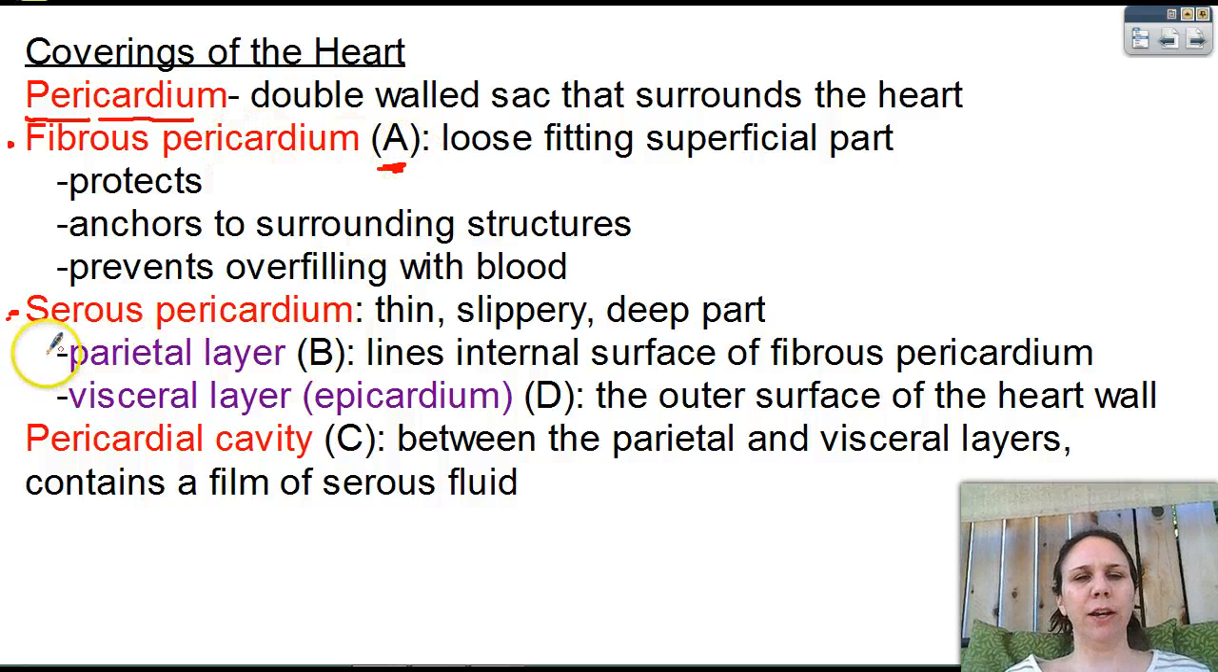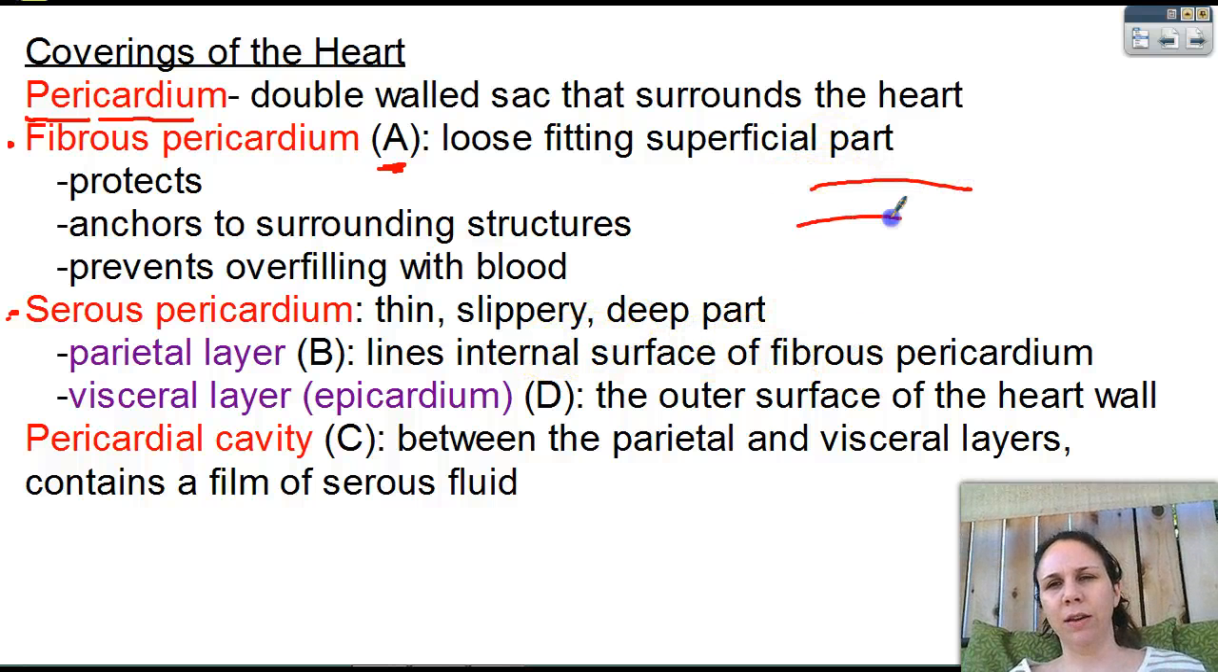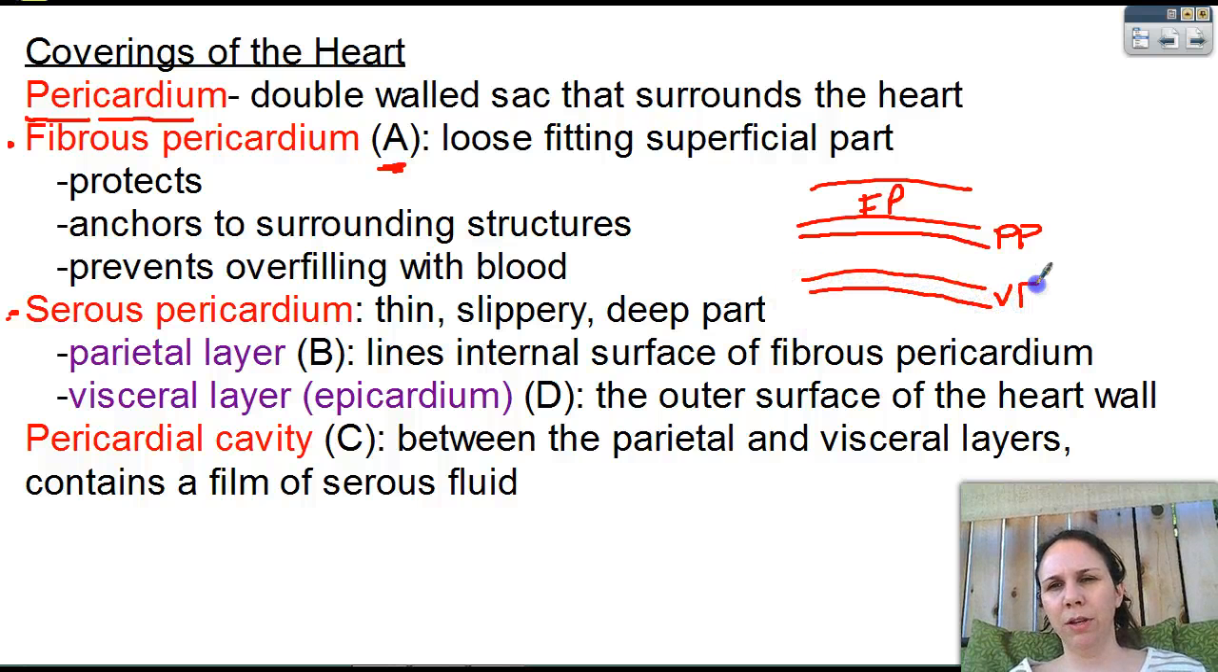It's made out of two layers, the parietal layer, which lines the internal surface of the fibrous pericardium. So we've got the fibrous pericardium, and then this layer right here, which would be the parietal pericardium. Then down here we have the other one, the visceral pericardium. That's the outer surface of the heart.